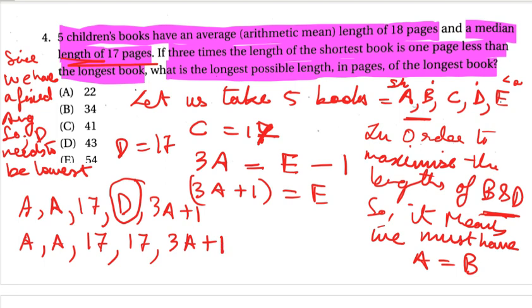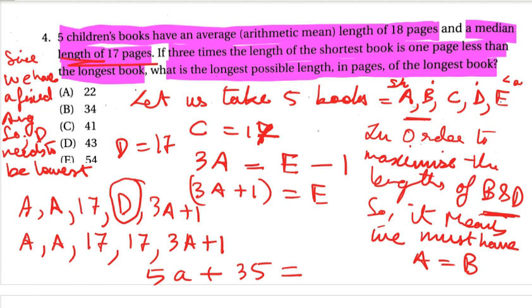Now if you add all of them, if you add A plus A plus 3A, that is 5A plus 17 plus 17, 34 plus 1 is 35, which will be equal to the sum. We have 5 times 18, so we are going to have the sum here.